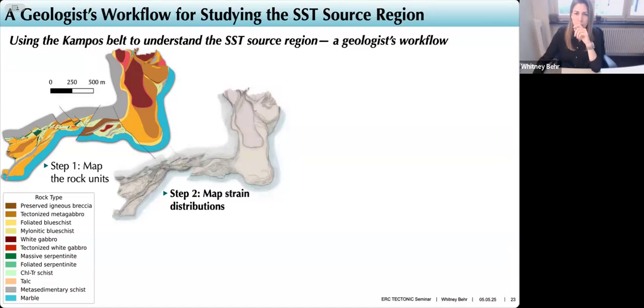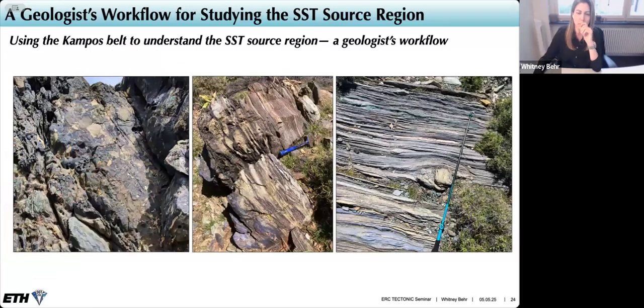Secondly, we also look really closely at strain distributions because this is what can help us identify paleo-subduction thrusts that we think are responsible for the progressive underplating of this subducted ocean basin. And we're really fortunate to have these really nice strain markers in this region.